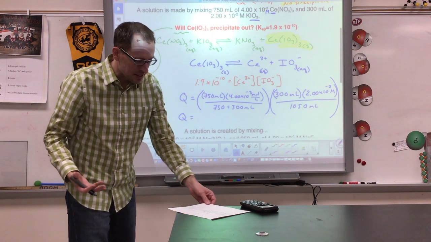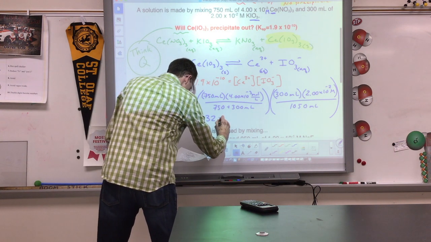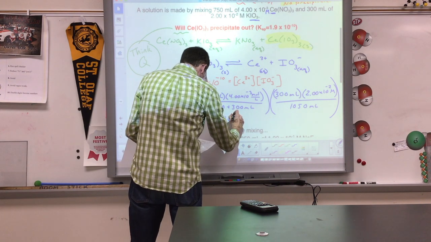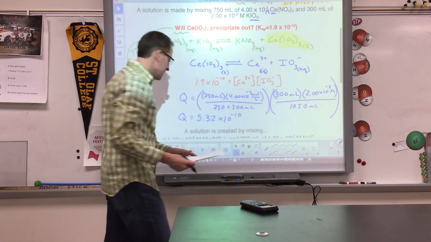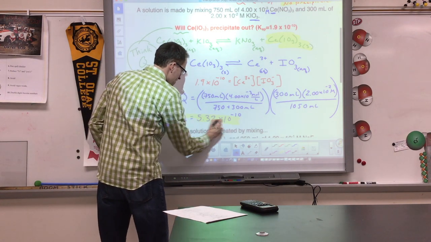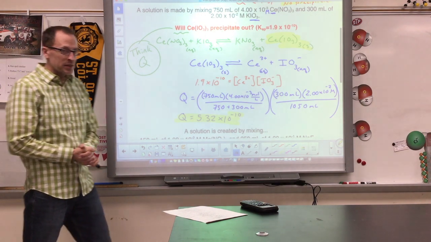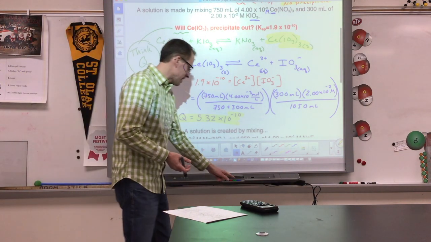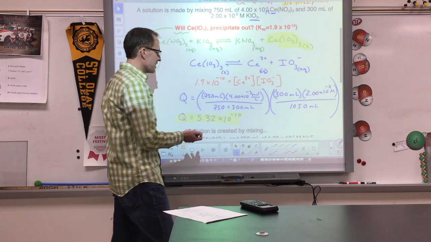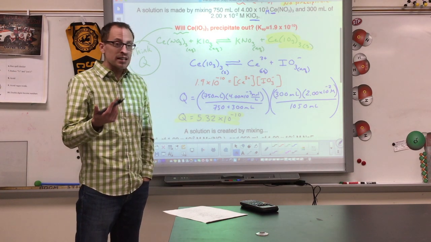And Q, if I calculate this out, I get 5.32 times 10 to the negative 10th. Well, what does that mean? I have to compare it to my K. And my K is 1.9 times 10 to the negative 10th. So what that means is it's slightly greater.